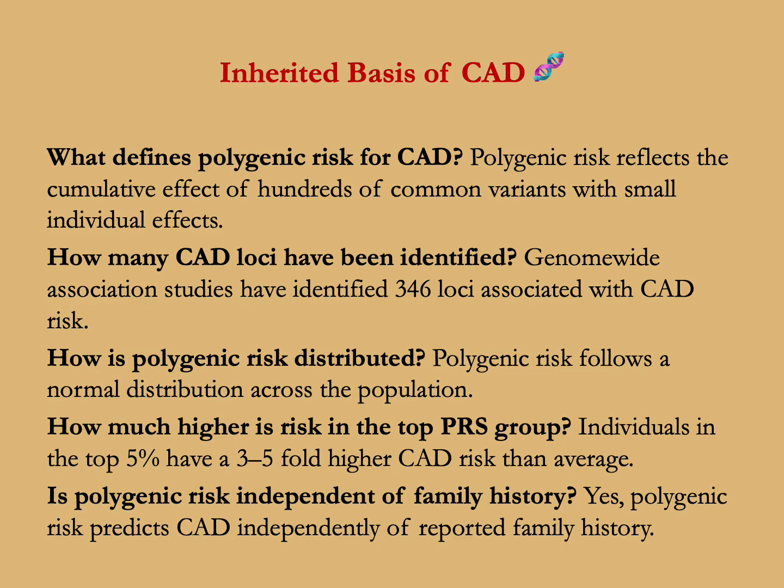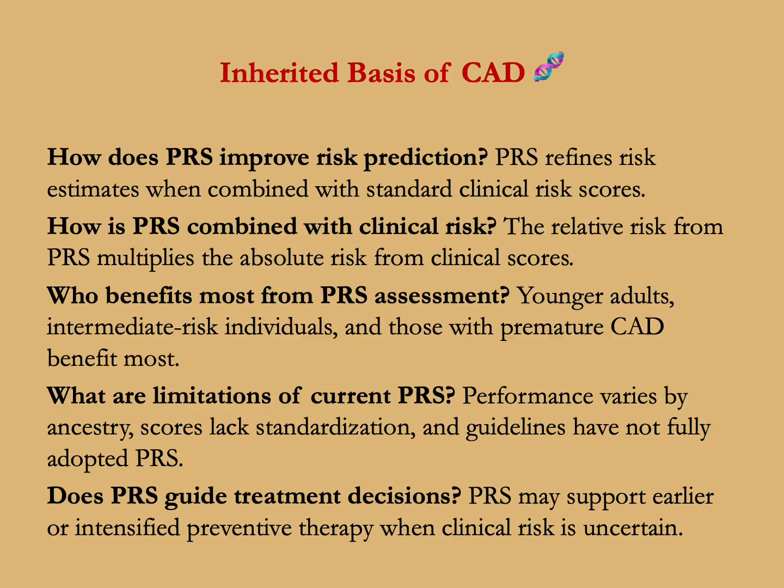Is polygenic risk independent of family history? Yes. Polygenic risk predicts CAD independently of reported family history. How does PRS, or polygenic risk score, improve risk prediction? It refines risk estimates when combined with standard clinical risk scores. How is PRS combined with clinical risk? The relative risk from PRS multiplies with the absolute risk from clinical scores.